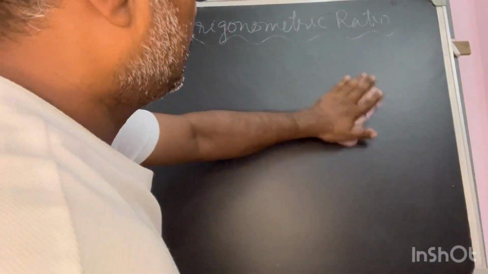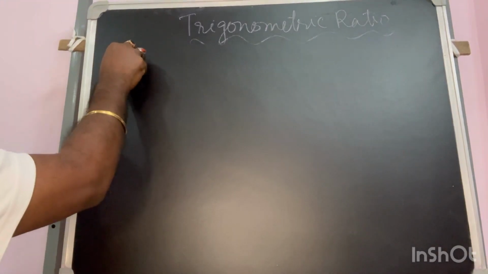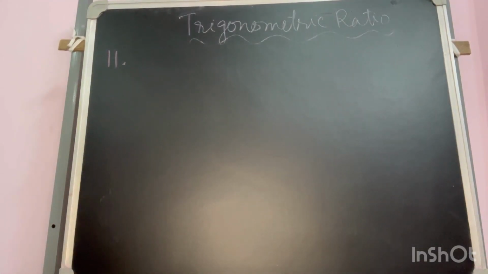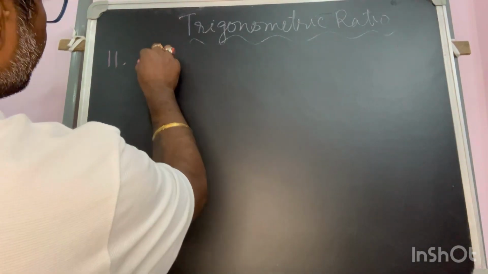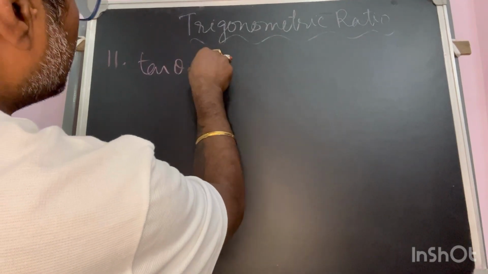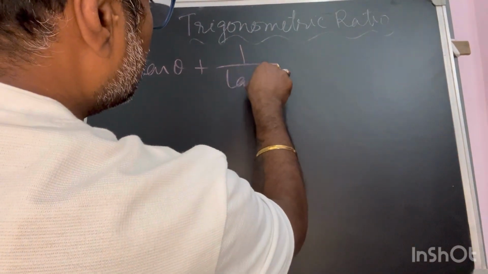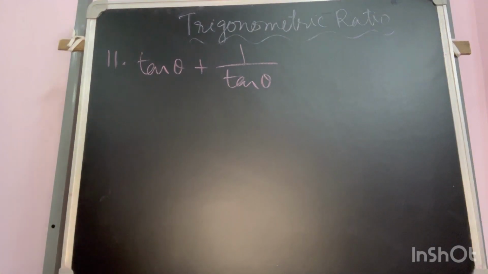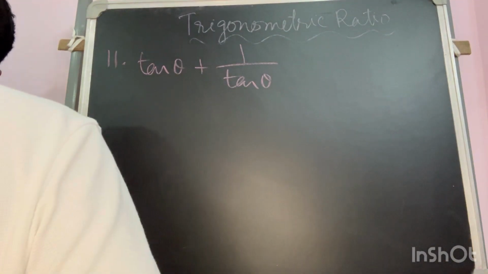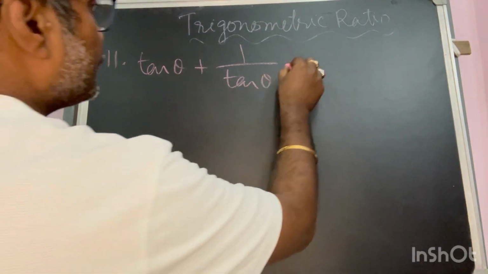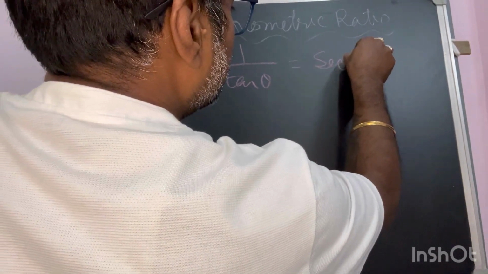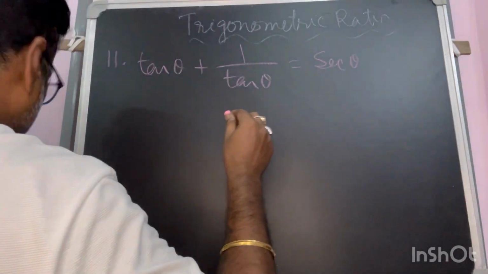Okay. So moving into 11, tan theta plus 1 by tan theta is equal to sec theta into cosec theta.